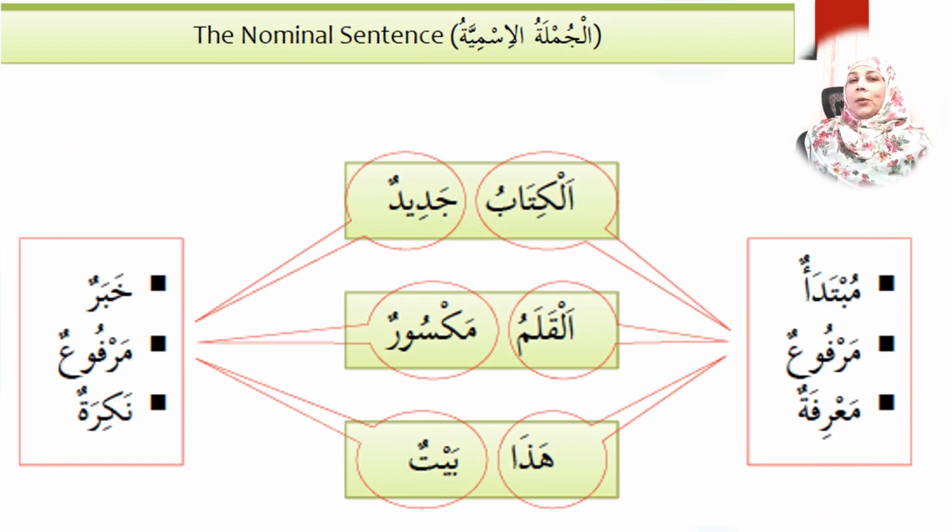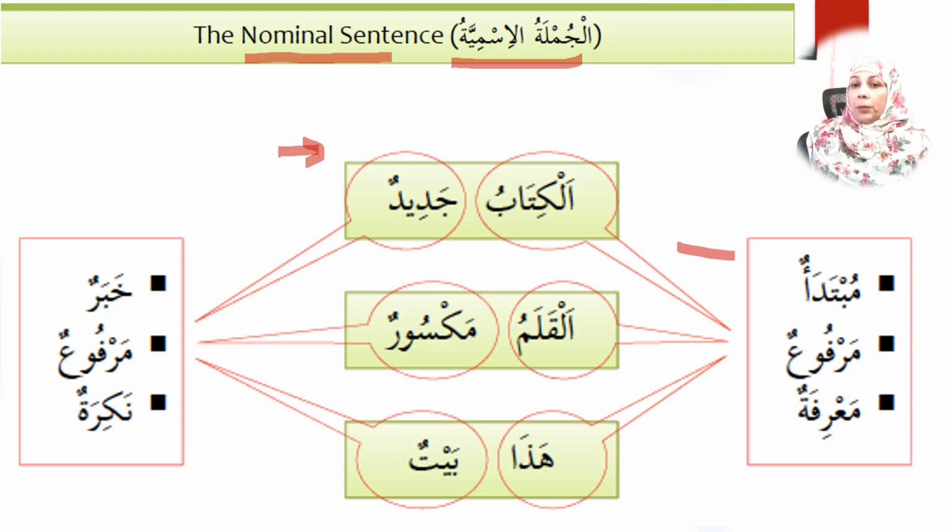So now let's look at a few more examples of the nominal sentence, al-jumlatul ismiyatu. The first sentence is al-kitabu jadidun. The book is new. So can you please pause this video and try to tell me some facts about this sentence? Okay, so what can you say about al-kitabu?